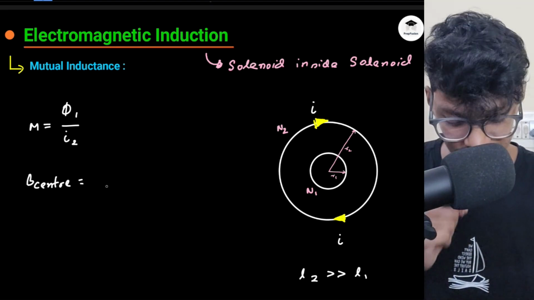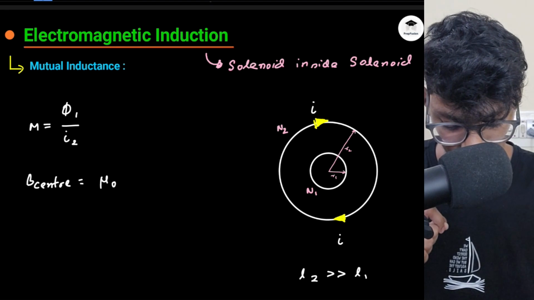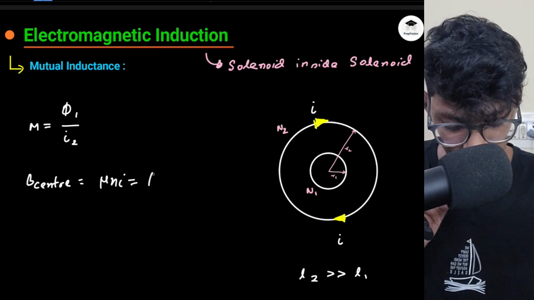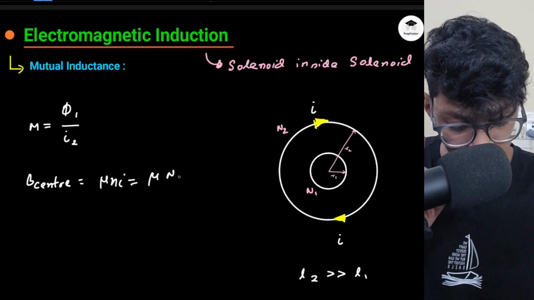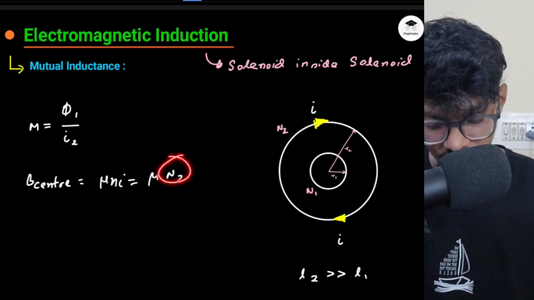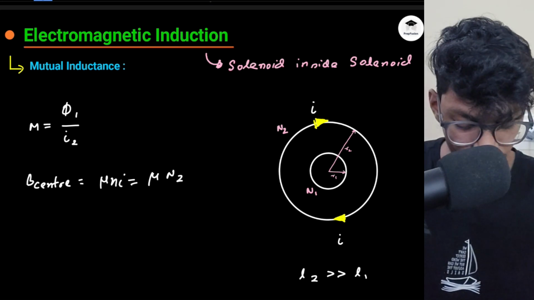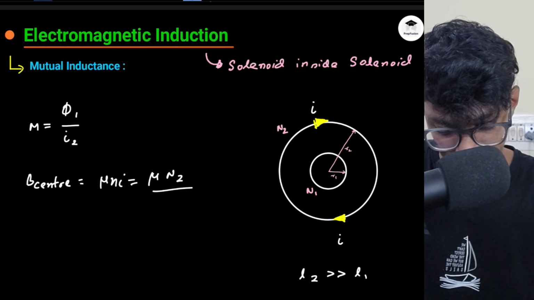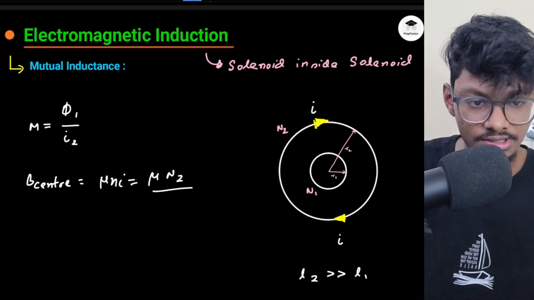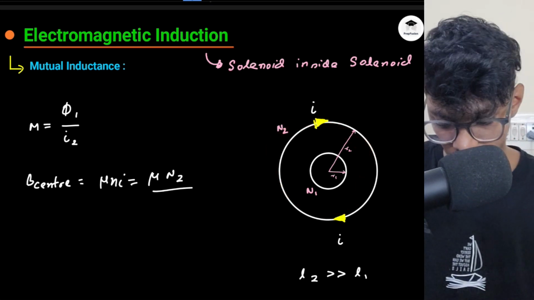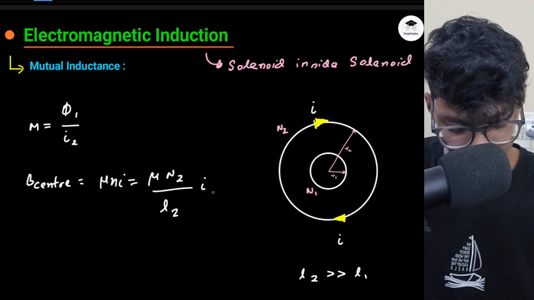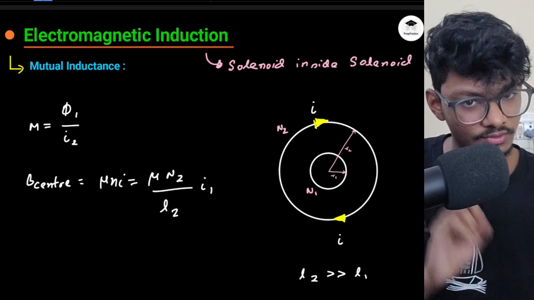B center is mu naught n I again. Now what is n this time? It will be capital N2. This has N2 number of turns and this has N1 number of turns. This is small n, right? So this will be the number of turns divided by the total length. What is the total length? It is simply 2 pi r, so I will not write 2 pi r, I will just write L2, into I, that is the current I1.